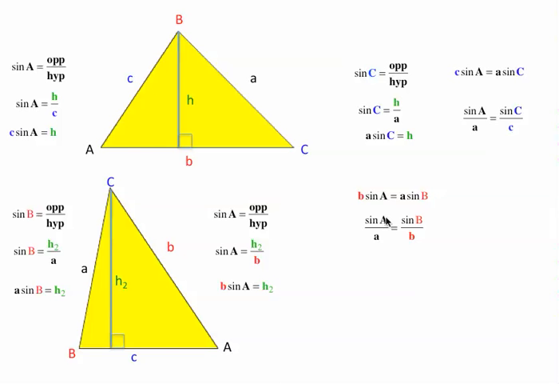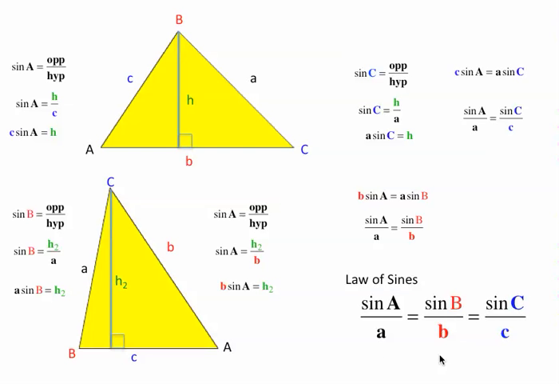In fact, sine of A over A, sine of A over A. Up here it's equal to sine C over side C. Here it's equal to sine of B over side B. Well, if both of these are true, then we can equate all three of them. We can say sine of A over A is equal to sine of B over side B is equal to sine of C over side C. And this is the law of sines.